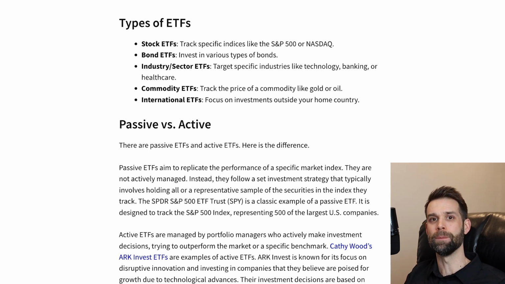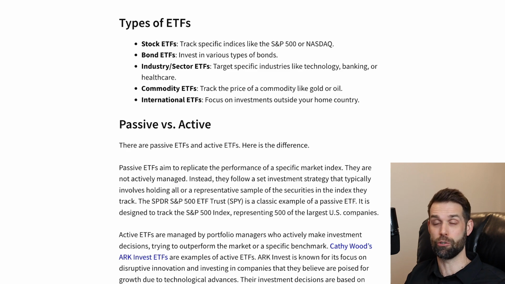That's an easy way for retail investors like you and me to invest in commodities like gold, oil, and other commodities like that. There are international ETFs, which focus on investments that may be outside of your home country. So those are the main types of exchange traded funds.